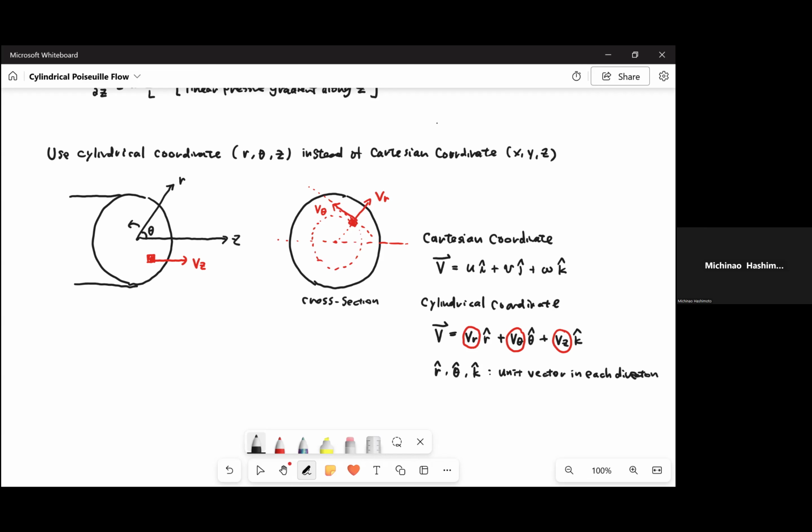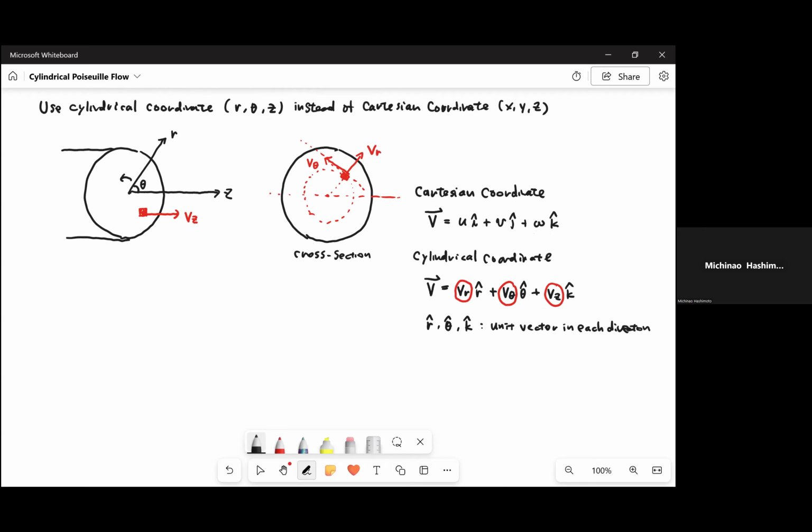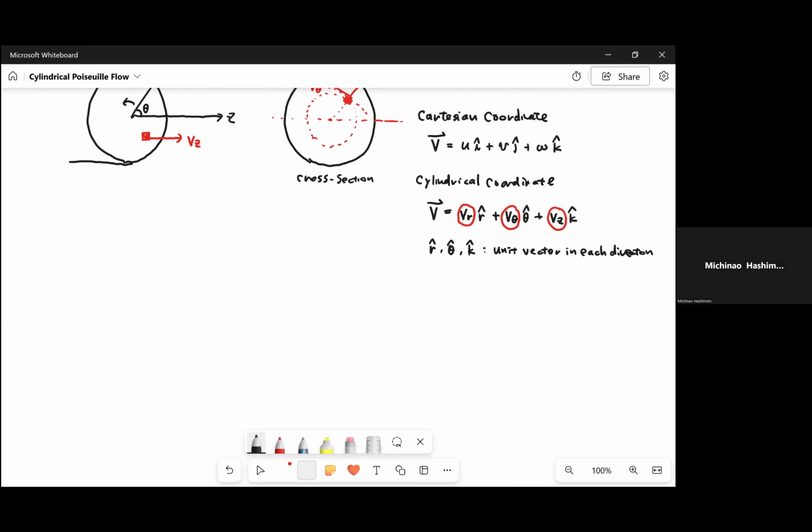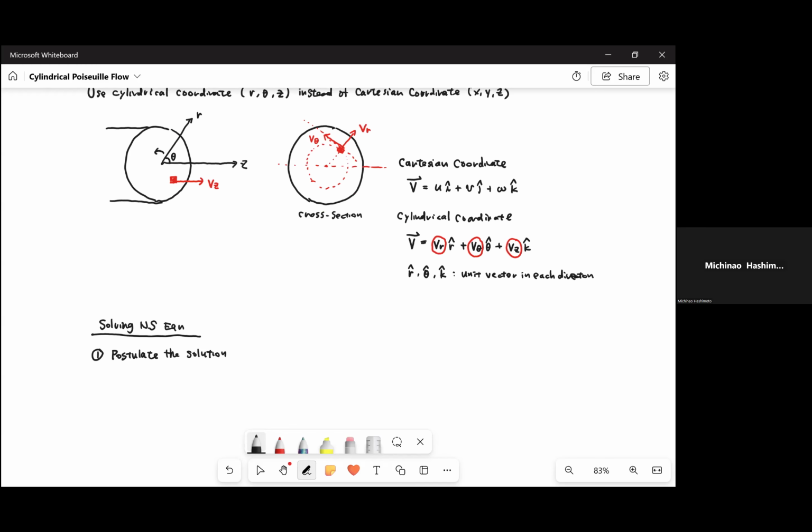So let's just do the following. We are able to follow the same idea of solving the Navier-Stokes equation. We can take the same steps. The first step is to postulate the solution. So let's try to postulate a solution.